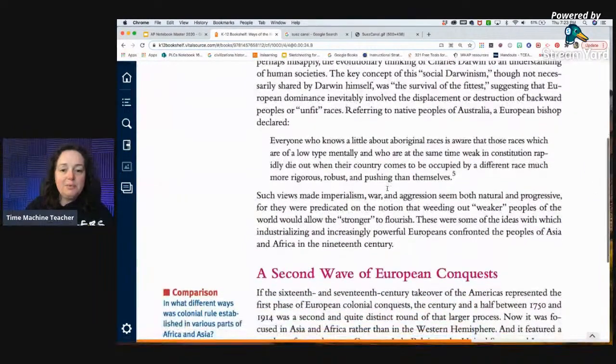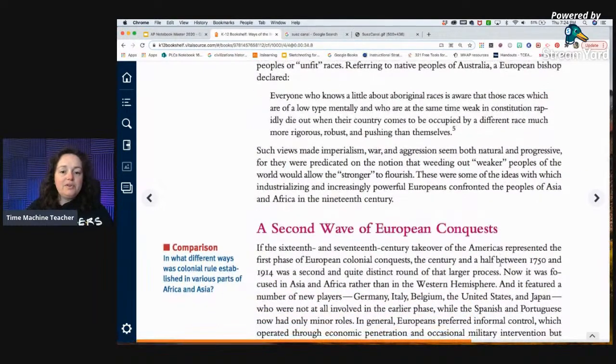Referring to native peoples of Australia, a European bishop declared, "Everyone who knows a little about Aboriginal races is aware that those races, which are of a low type mentally, and who are at the same time weak in constitution, rapidly die out when their country comes to be occupied by a different race, much more vigorous, robust, and pushing than themselves." Now, that's not necessarily true, right? They're dying out because the superior race that's coming in is bringing in new diseases, is bringing in more military might, and they can't survive against that. But in his point of view, that's because they're inferior.